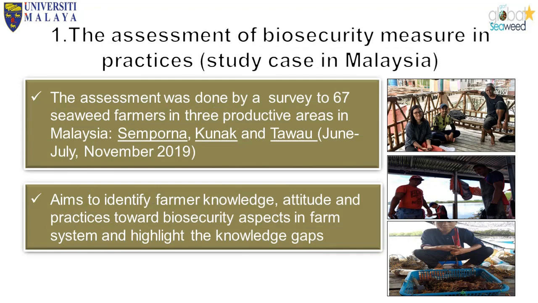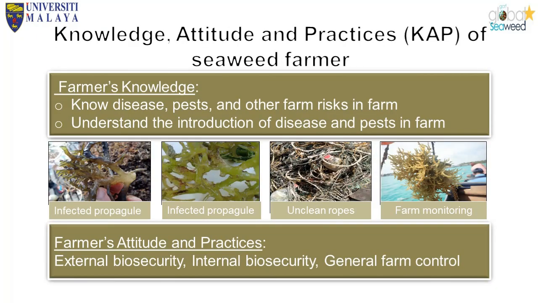The assessment of biosecurity measures in practice was done by a survey of 67 seaweed farmers in 3 productive areas in Malaysia, which are Semporna, Kunak, and Tawau, during June, July, and November 2019. The aims of this study were to identify farmers' knowledge, attitude, and practice toward biosecurity aspects in the farm system, and to highlight the knowledge gap. The knowledge, attitude, and practice, or KAP, method was used to evaluate farmers in managing their farm, growing their seaweed crop, and minimizing disease and pest outbreaks in their farm.